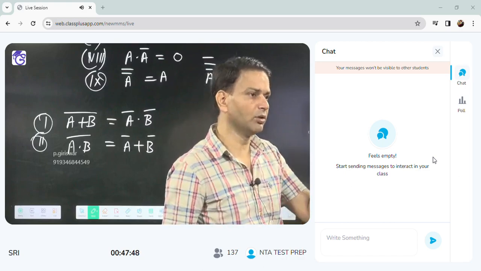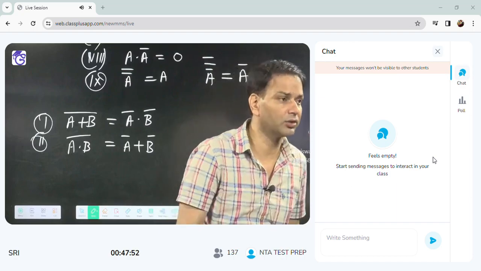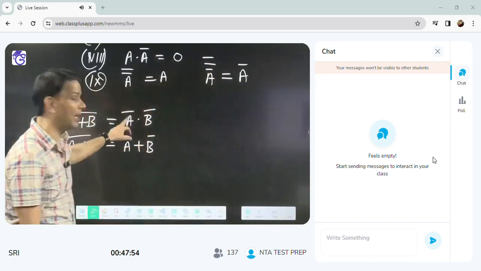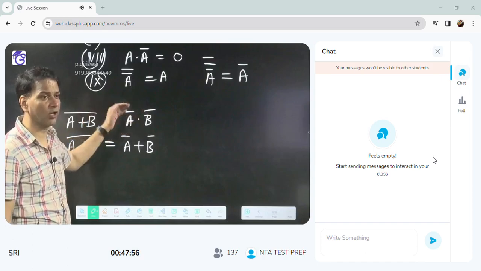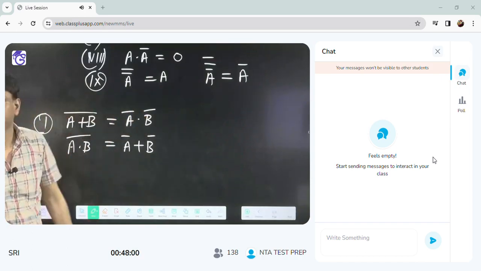Reverse, what we will do? Join the bar, change the sign. Understood? So like here, A bar dot B bar. Then reverse, if I want, join the bar, change the sign. Then what I will get? A plus B whole bar.